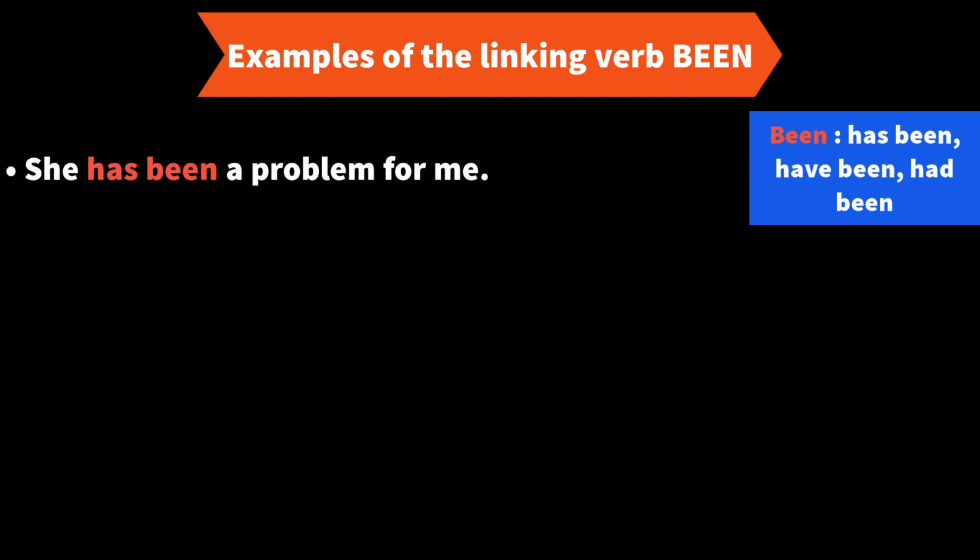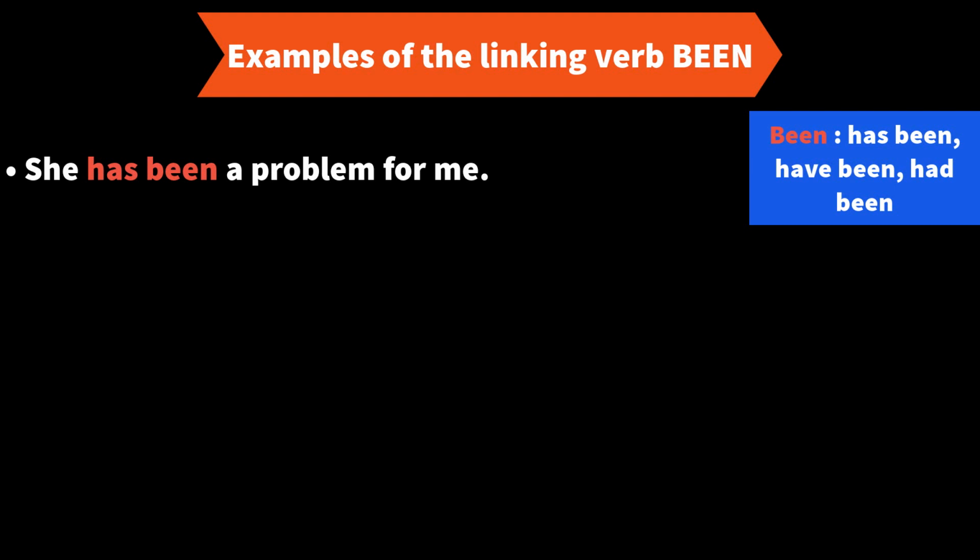Now the linking verb "has been" is referring to a state of being from a particular point of time in the past up to now. It does not mean she is a problem forever or she was always a problem. No, she has been a problem for me for some time, right? From a particular point of time in the past up to now, she's been a problem.